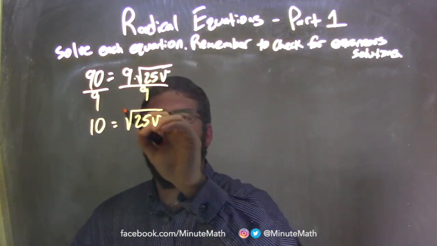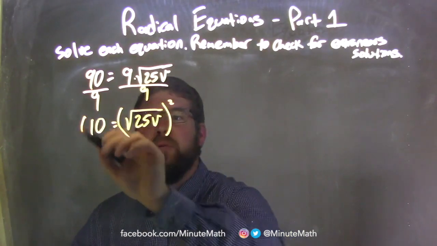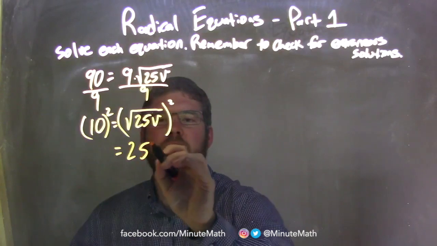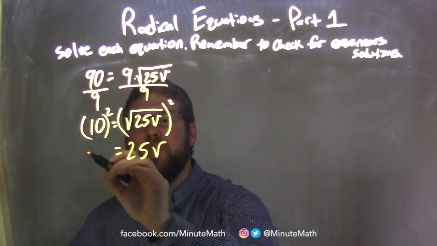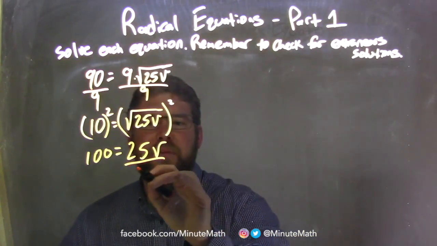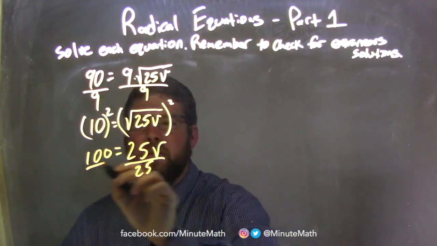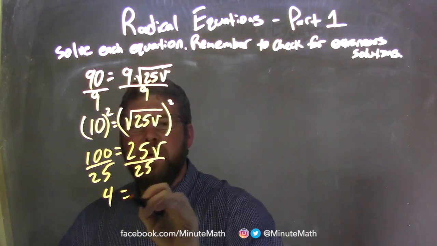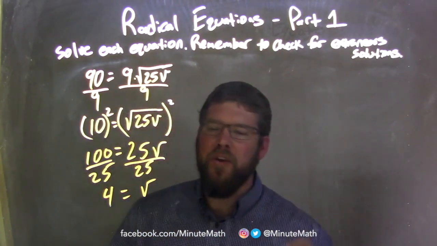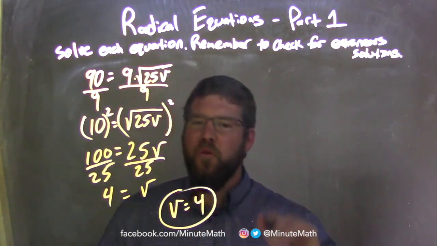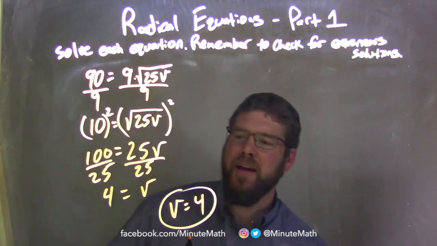I need to square both sides to eliminate that square root, right? Kind of makes sense, doesn't it? 25v is left on the right, and 10 squared is 100 on the left. Divide both sides by 25 because there's multiplication going on here. And now we're left with 100 divided by 25 is 4, equal to v. Now we want to write v first because that looks nicer, so v equals 4. So far, I believe that is my answer.